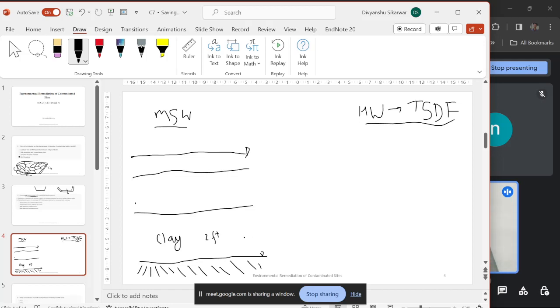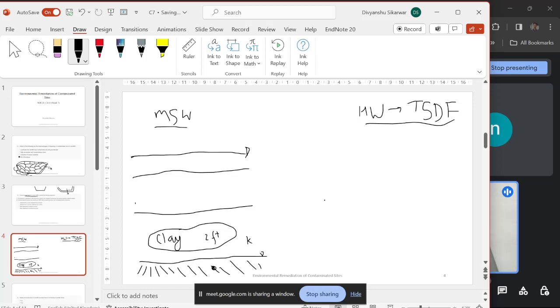Can you guess why we are using clay as one of the layers? Because it should not get into the subsurface soil. Yes, sir. So why are we using clay only? Can we use any other soil? No, sir, we cannot.